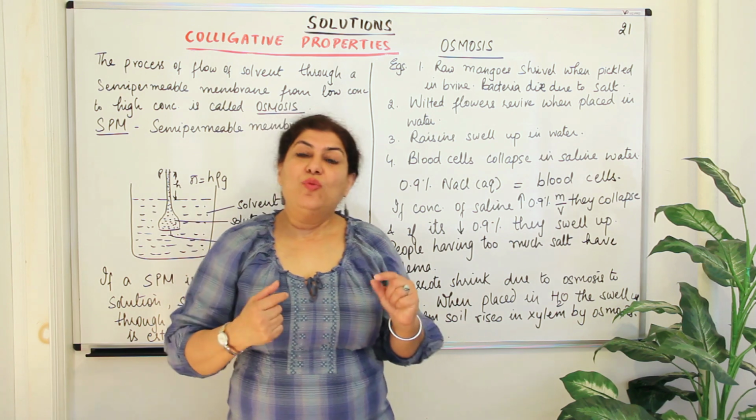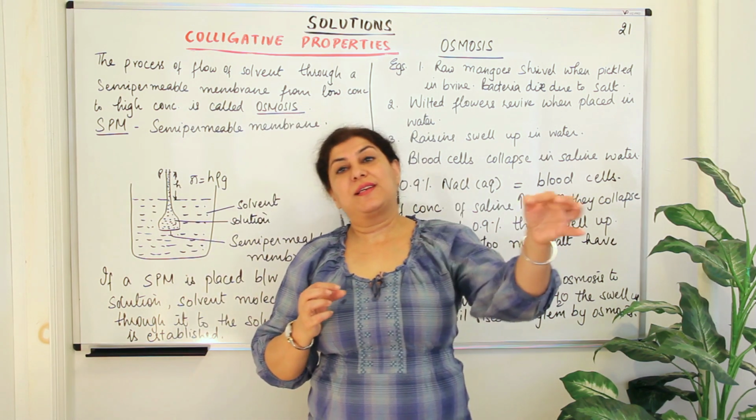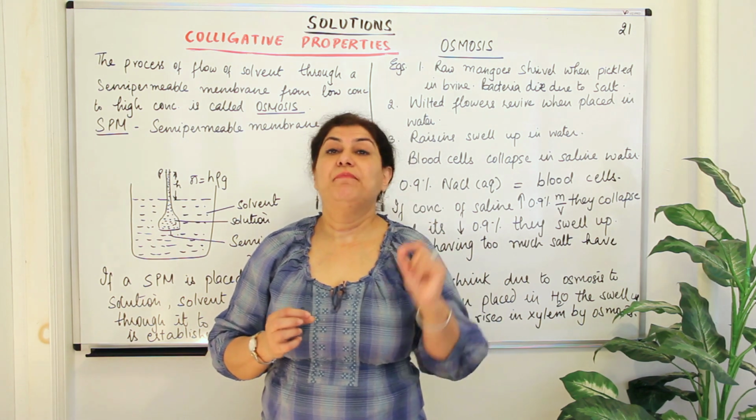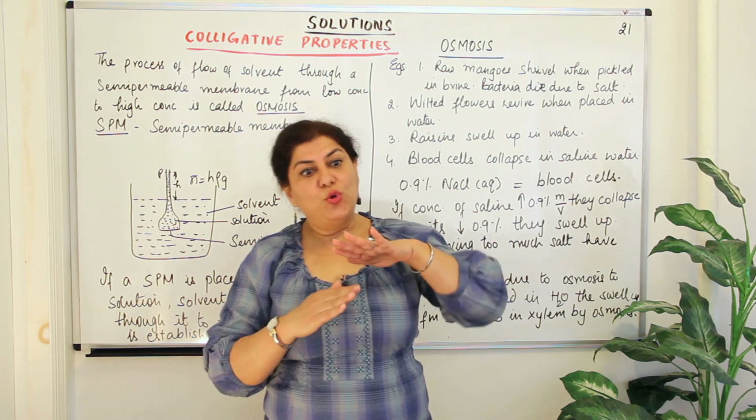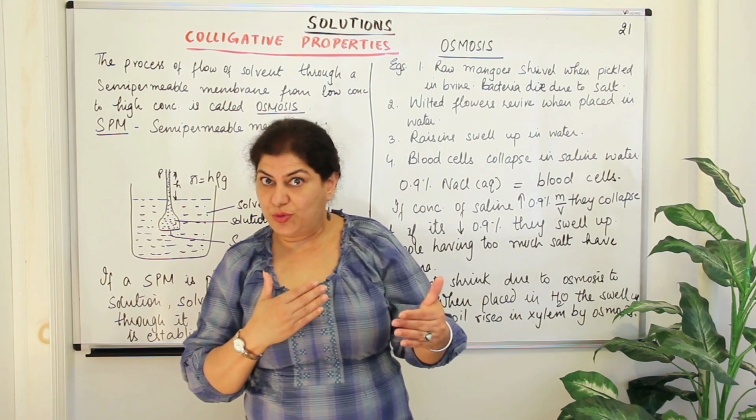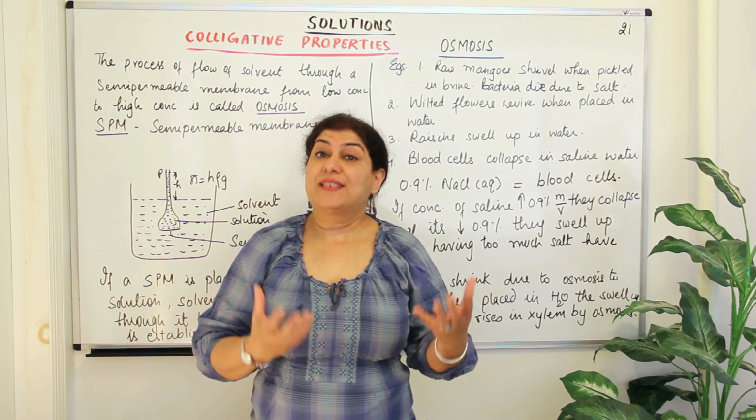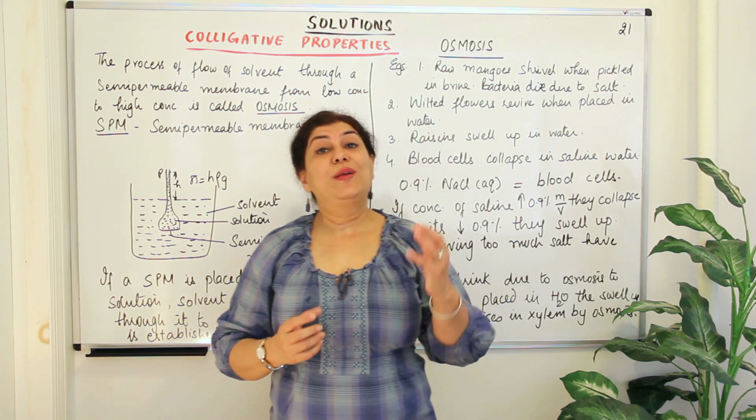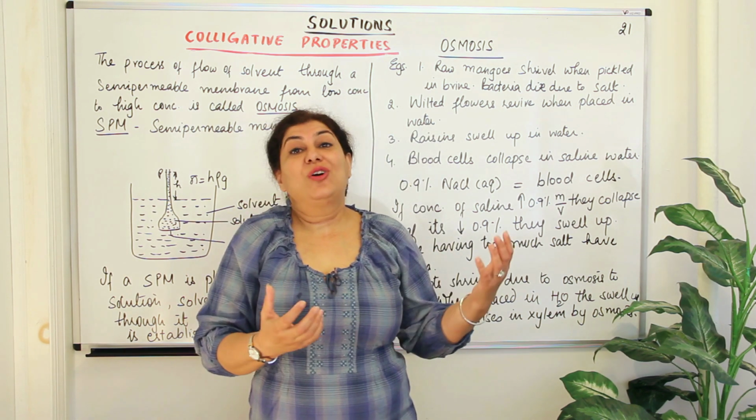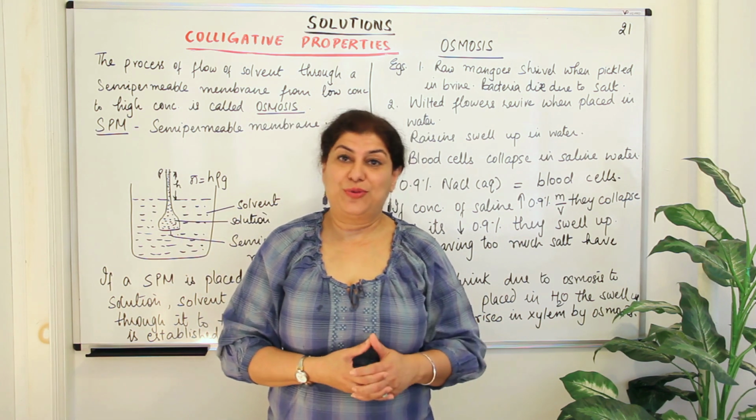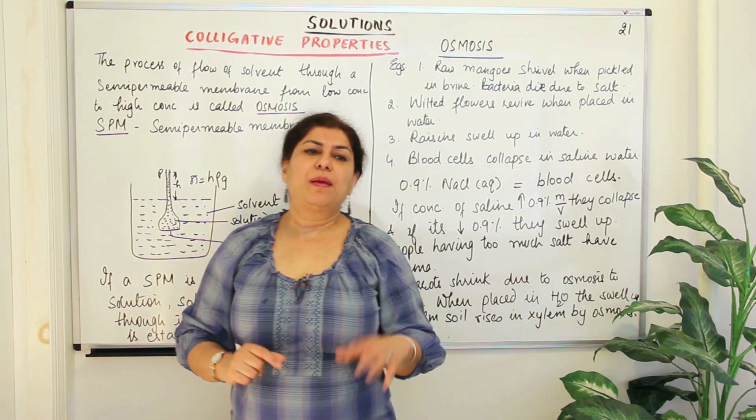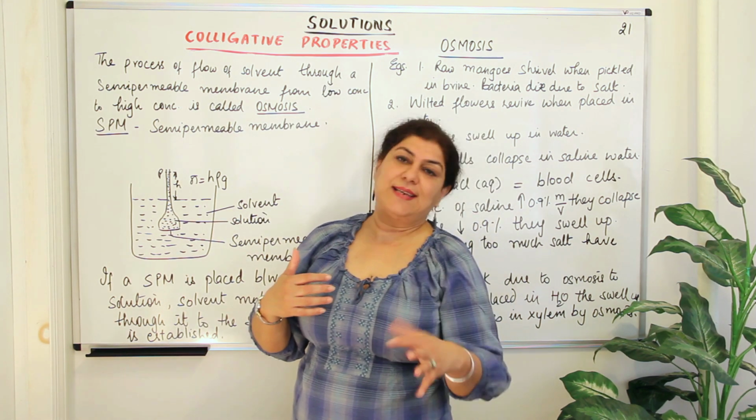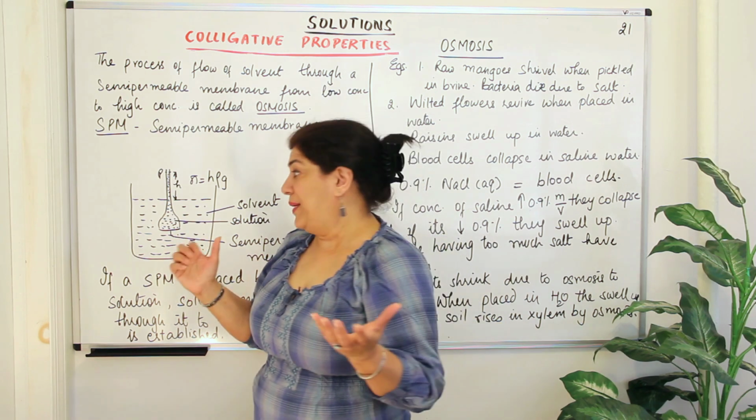Such a membrane which only allows certain particles to pass through it is known as a semi-permeable membrane. It may allow only certain particles, maybe because of size. Usually when we talk of osmosis, it is the solvent particles which it allows, and it does not allow the solute particles to pass through it. But a semi-permeable membrane would be a membrane which allows certain particles to pass through it and does not allow other particles to pass through it.